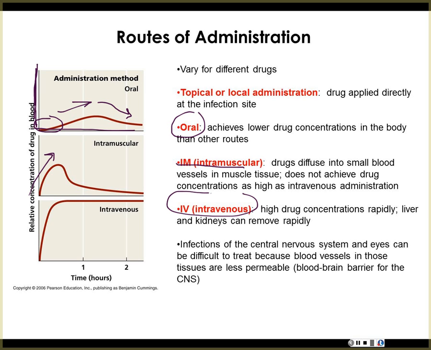Intravenous, IV, is where they're putting your drug in a bag of IV fluids. As long as you're hooked up to the IV, you can keep your drug level up here at a high level. So if somebody has a really serious infection and you can't tolerate these ups and downs in the drug concentration, you have to keep it high to try to fight the microbes off, then you might need an intravenous antibiotic.